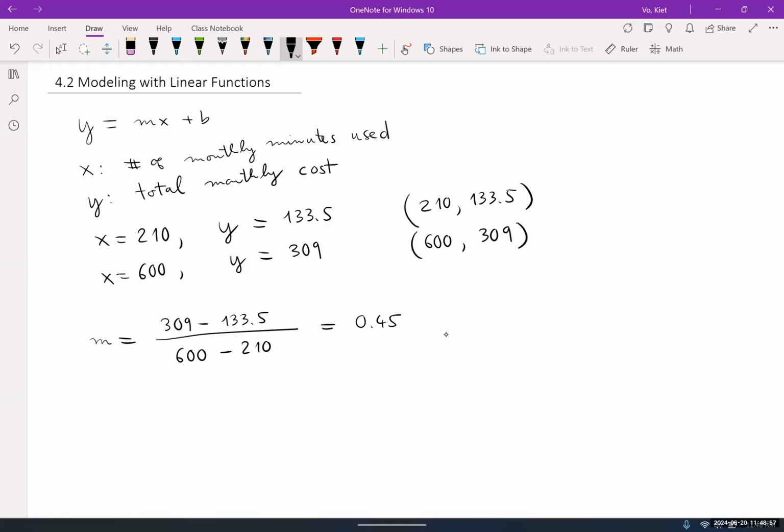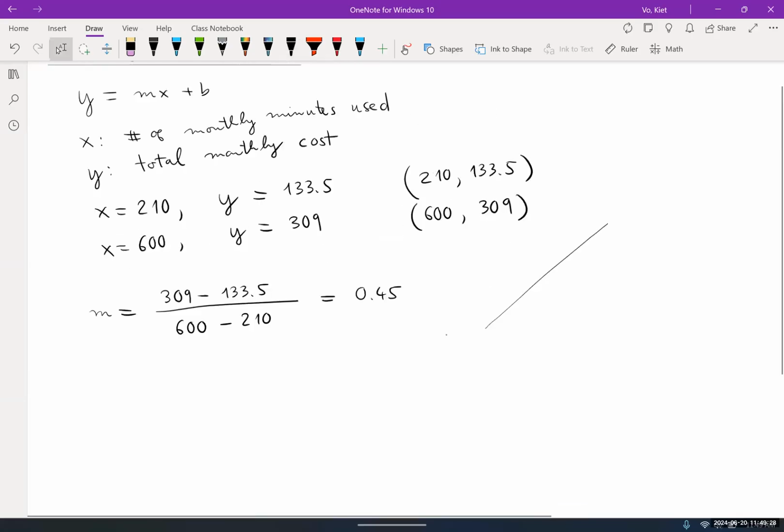This is a positive slope, which means that if we sketch the line that represents this function, it's going to go up like that, which means the function is increasing. We talked about that: a linear function could be increasing or decreasing. It's increasing if the slope is positive, and here we have a positive slope, which means that the more minutes you use, the cost is going to go up.